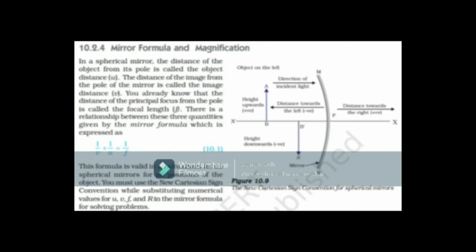There is a relationship between these three quantities given by the mirror formula, which is expressed as 1 by image distance plus 1 by object distance is equal to 1 by focal length. This formula is valid in all situations for all spherical mirrors. For the positions of the object, you must use the Cartesian sign convention while substituting numerical values for u, v, f and R in the mirror formula for solving problems.